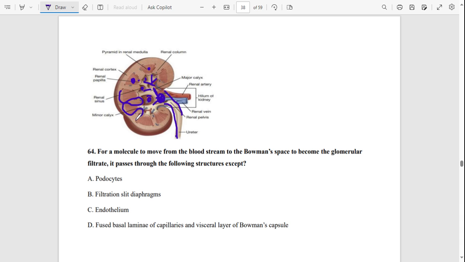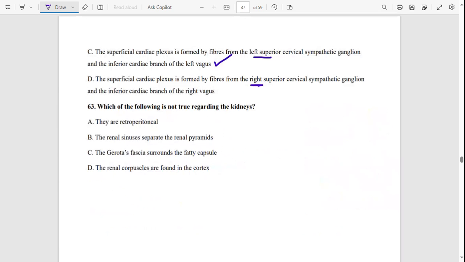So this part of the cortex which goes into the medulla is known as the renal column of Bertin. Okay, so now we can answer the question. Which of the following is not true regarding the kidney? They are retroperitoneal. That is true.